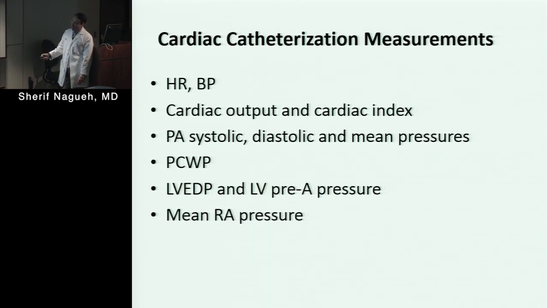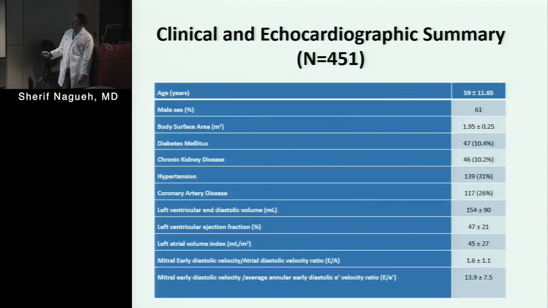We had a group of 157 patients who had either left heart cath only or left heart plus right heart cath, and in that group, we had end diastolic pressure and pre-A pressure. So this is a group of 451 patients. Their mean age was 59. The majority were males. Diabetes was present in 10%, chronic kidney disease 10%, hypertension in 31%, CAD 26%.